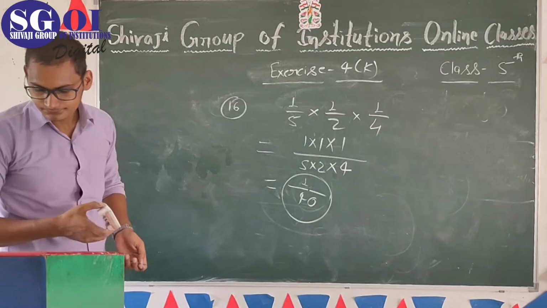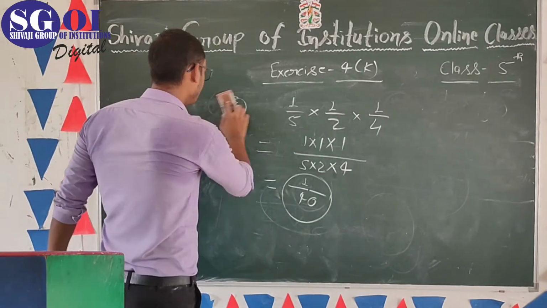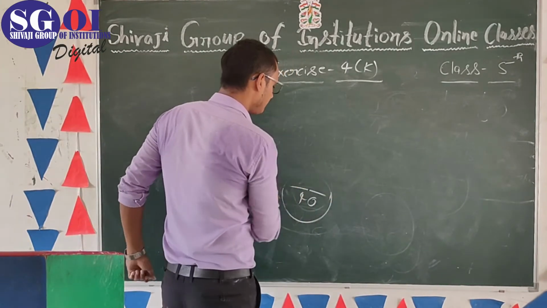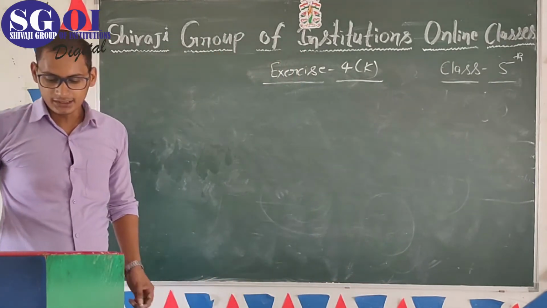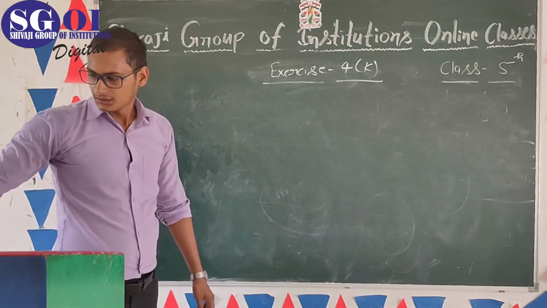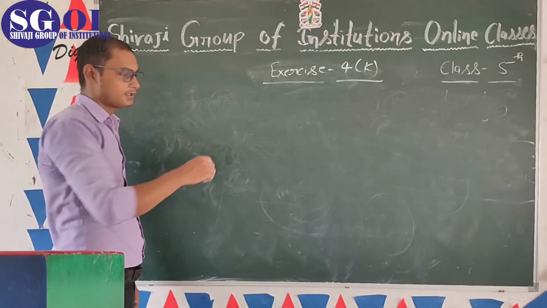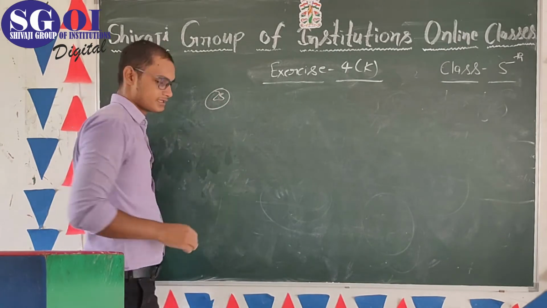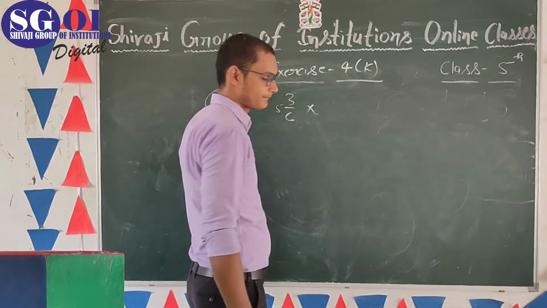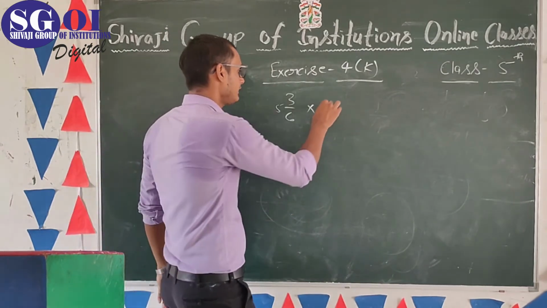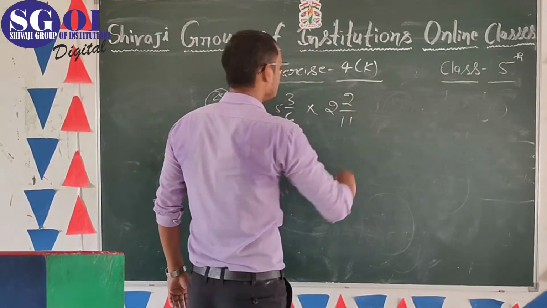Question number 25. We have two mixed fractions and multiply two mixed fractions. How to multiply two mixed fractions? We have two mixed fractions: 5 whole 3 upon 6 multiplied by 2 whole 2 upon 11.